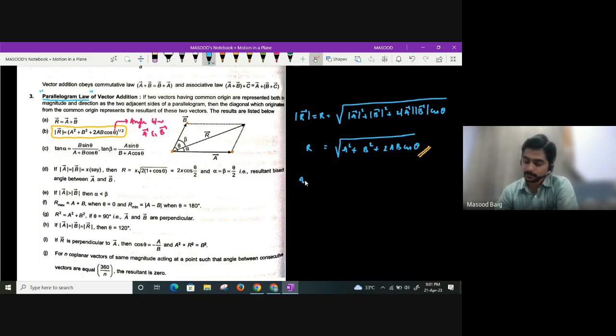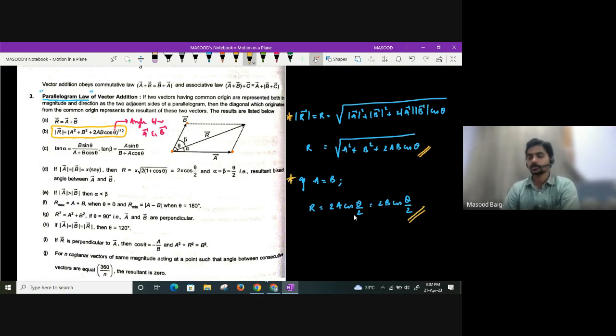Now if A and B are equal, meaning magnitudes are equal, guys, then what will I get the resultant as? I'm going to get a square plus a square plus 2a square cos theta, which is 2a square into 1 plus cos theta, which will be 2a cos theta by 2, or I can write it as 2b cos theta by 2. If two vectors which are being added have the same magnitude, then the resultant can be written as either 2a cos theta by 2 or 2b cos theta by 2. Is that clear? Yes or no?